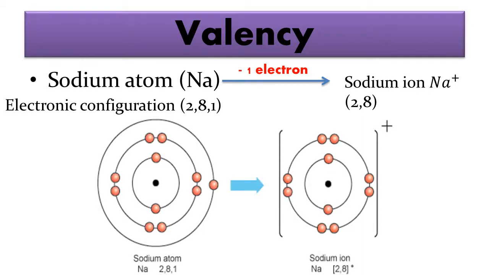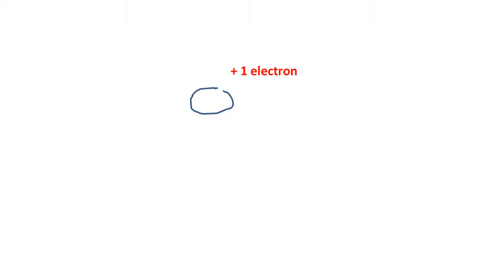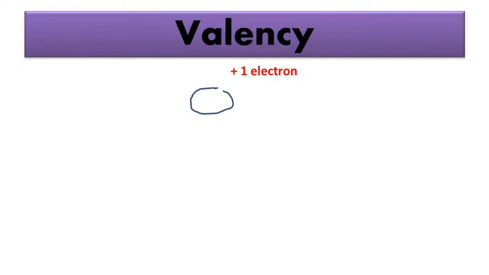Here this is the orbital structure of a sodium atom. The sodium atom electronic configuration is 2, 8, 1, and after losing 1 electron, it will form a cation, that is a positively charged ion. Okay, now next is valency.